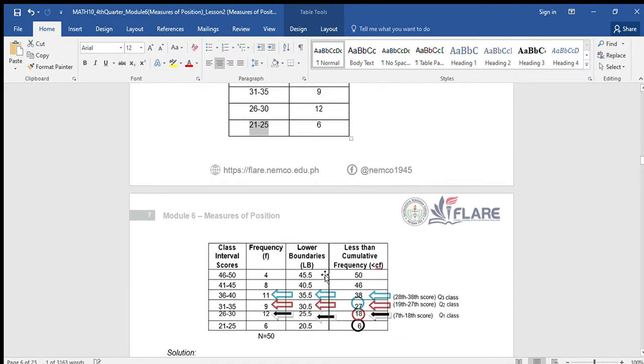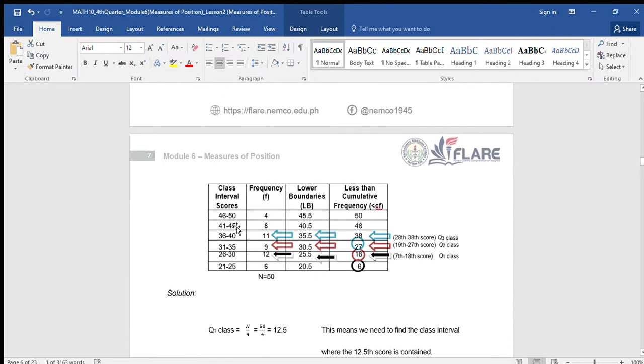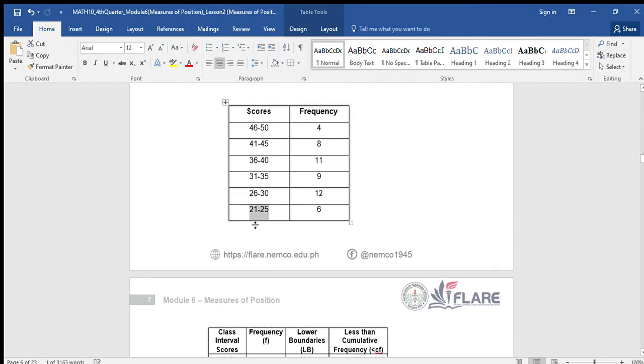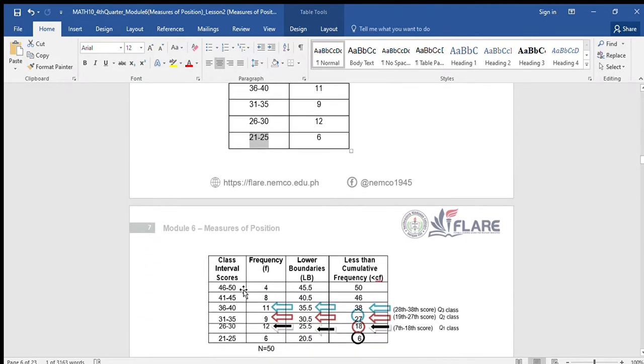Now, if we were going to make a table, we have here the interval, or the class interval scores, meaning 46 to 50, 41 to 45, and so on. Then the frequency is the number of students who got these scores. If we total it, that is equal to 50.